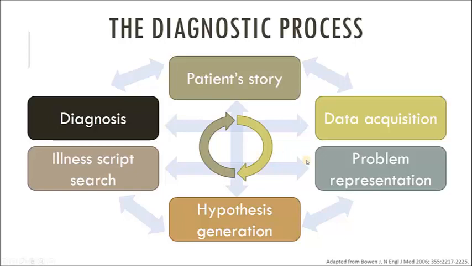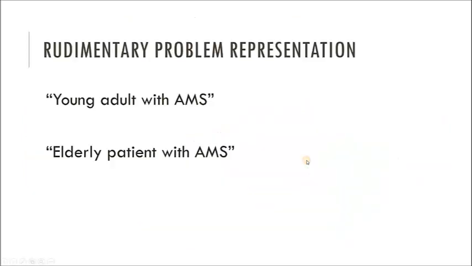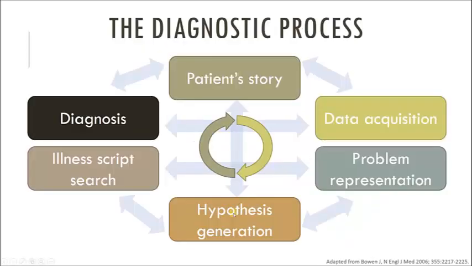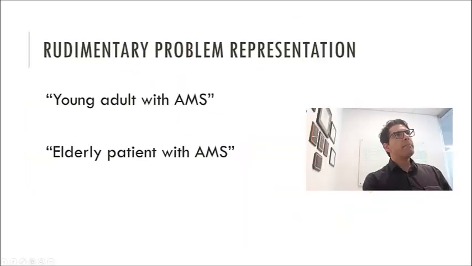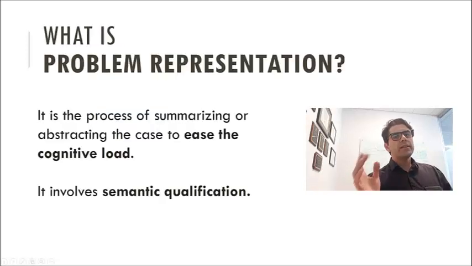So the reality is, from those examples I've shown you, that we are generating hypotheses and trying to arrive at diagnoses from even very rudimentary problem representations. So I would argue that both examples of a young adult with AMS and an elderly patient with AMS are both forms of problem representation. So what does this mean? What exactly is problem representation?